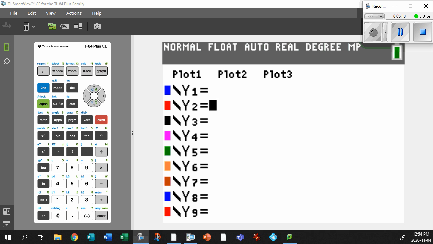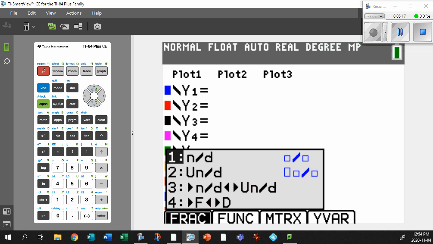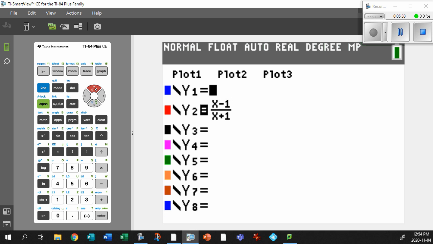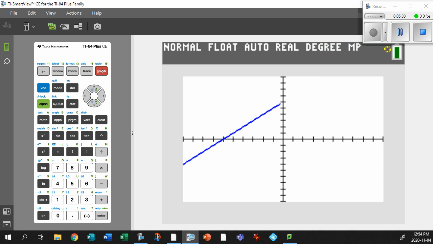So booting up my calculator here, since it's a rational, I'm going to use my F1 button. I'm going to bring in my fraction idea here. There's my x minus 1 over my x plus 1. And then, oh, I put it down as y2. That doesn't matter, I'll just put the other one right here. As long as you keep them separate, that's all that matters. Graph it. Let's see what it looks like.